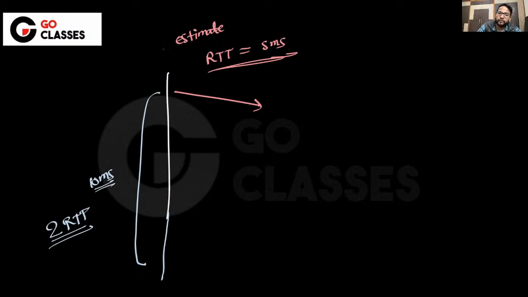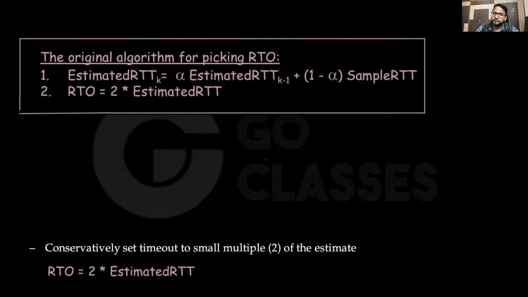Nobody knows the RTT before sending it. Whenever you are sending a packet, you don't know in how much time the ACK will come. You can just estimate it based on the past behavior. Okay, let's see how to do it based on the past behavior. So what we will be doing, we will be basically estimating the RTT using the exponential average, also called moving average.